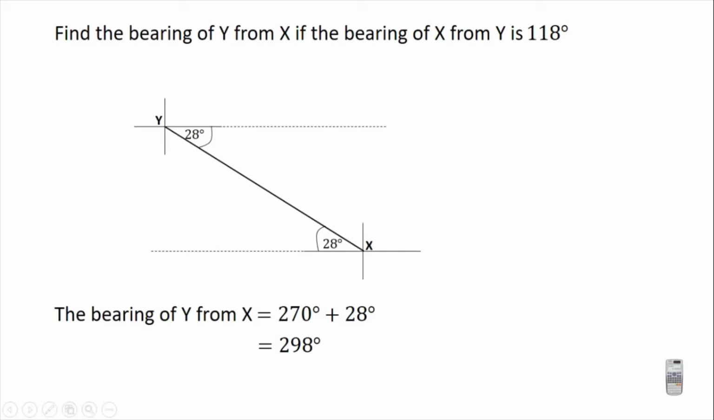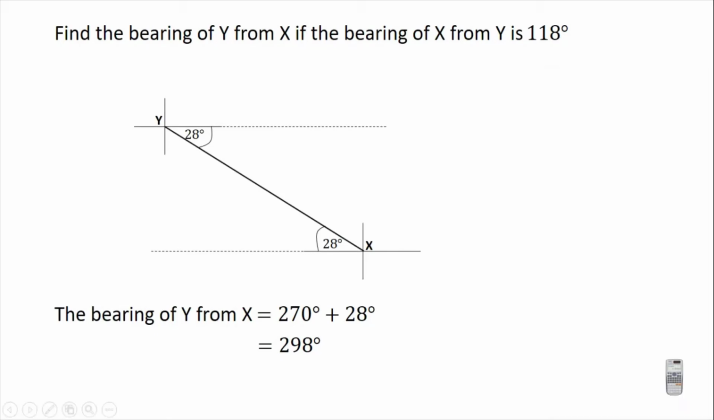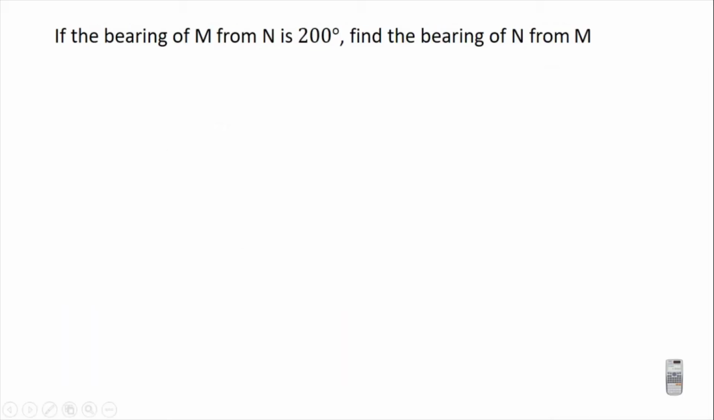It is the same as what we had on our calculator. On the calculator, we use the formula, and here we use the diagram. So in both cases, you are going to get the same thing. Once again, it's very, very important that you learn how to use the diagram to do it. Okay, let's move on to the next part, or the next question. The bearing of M from N is 200 degrees.